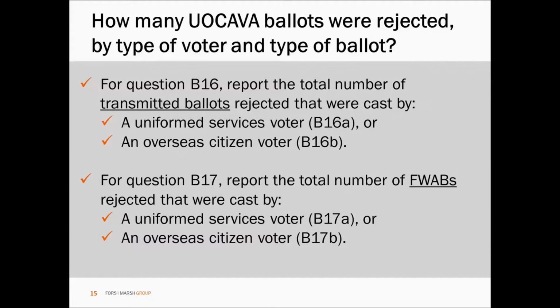For question B16, you'll be looking at the total number of transmitted ballots that were rejected, broken out by uniform service voters and overseas citizen voters. And B17, you'll be looking at the total number of FWABs that were rejected, that were cast by uniform service voters and overseas citizen voters. So again, we're making this differentiation between transmitted ballots and FWABs, and we're looking at differences in experience between uniform service voters and overseas citizen voters.